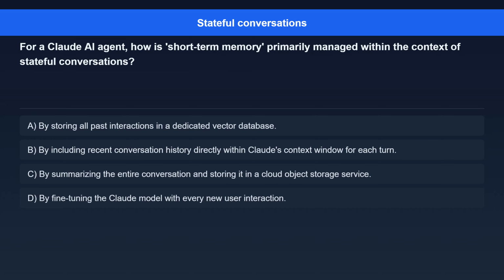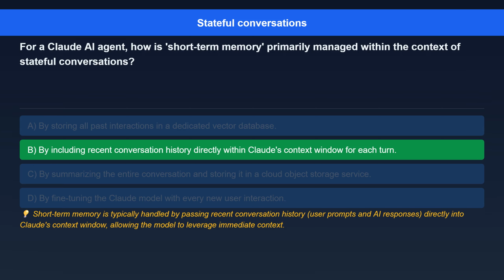Question 5. For a Claude AI agent, how is short-term memory primarily managed within the context of stateful conversations? Option A. By storing all past interactions in a dedicated vector database. Option B. By including recent conversation history directly within Claude's context window for each turn. Option C. By summarizing the entire conversation and storing it in a cloud object storage service. Option D. By fine-tuning the Claude model with every new user interaction.